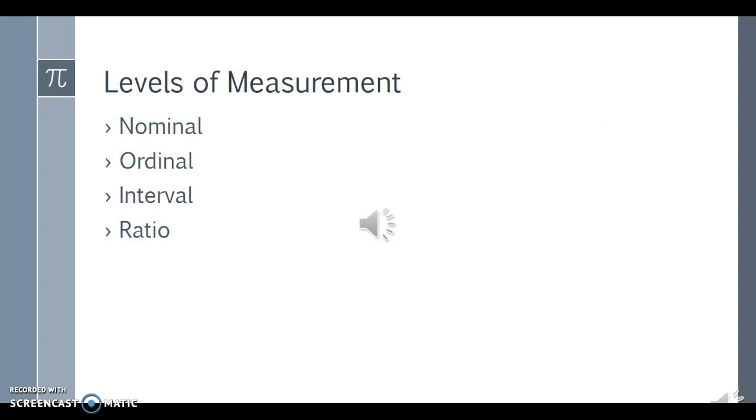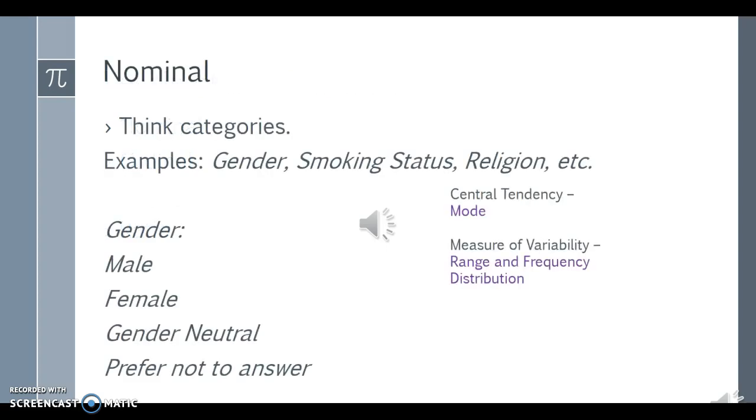So let's move on now and discuss the levels of measurement. When we're looking at data, there are 4 levels of measurement: the nominal, ordinal, interval, and ratio. And looking at the nominal level, think categories. So basically, this level is used to classify objects, events, values into categories.